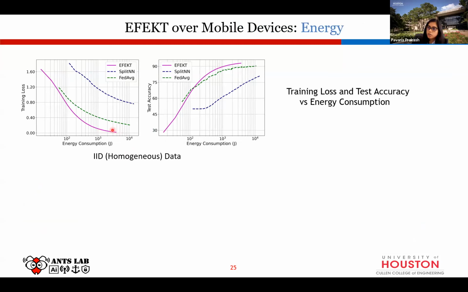These were all for IID. We also try to replicate the same results on non-IID data for heterogeneity. And we saw that even for heterogeneous data, our algorithm works much better compared to the other algorithms.